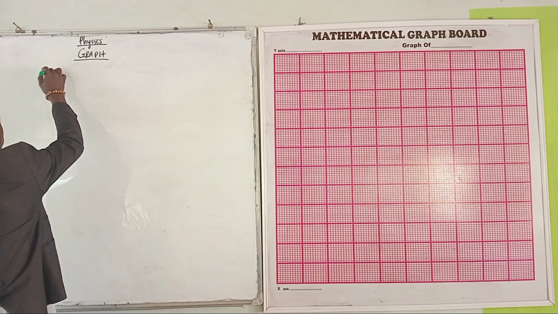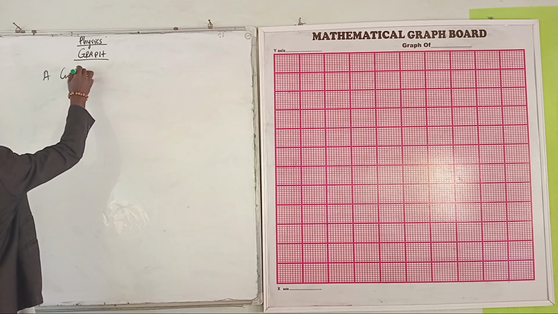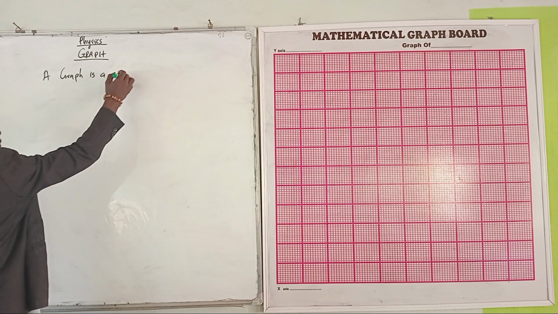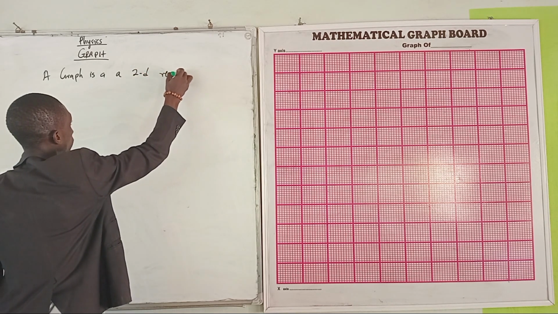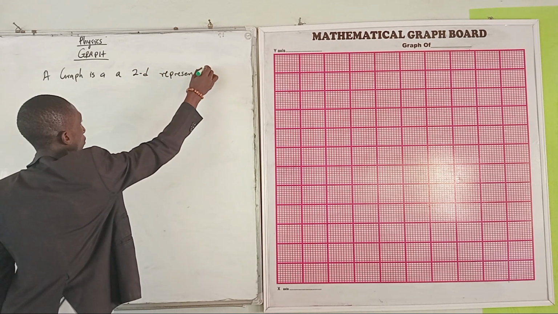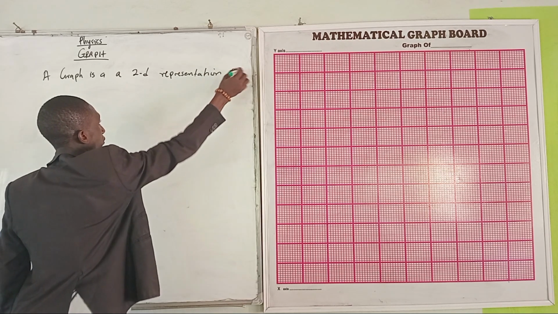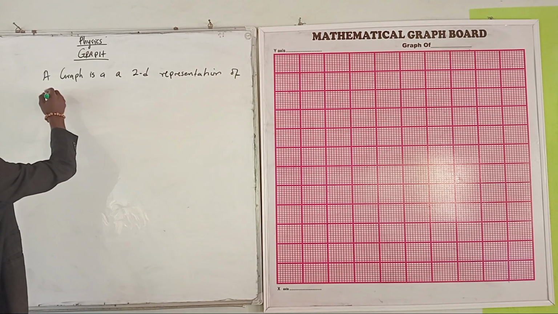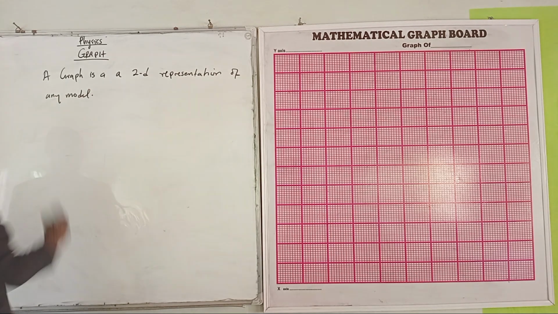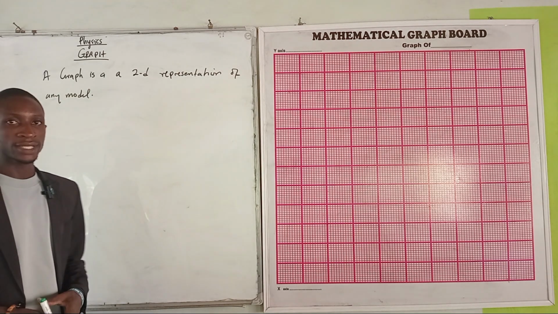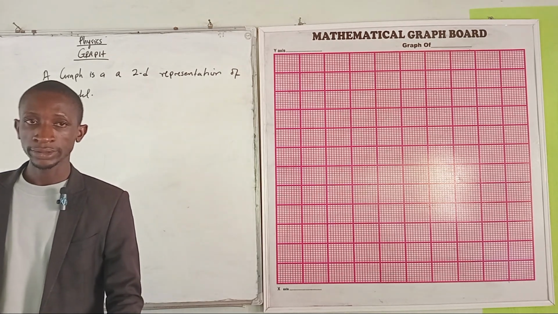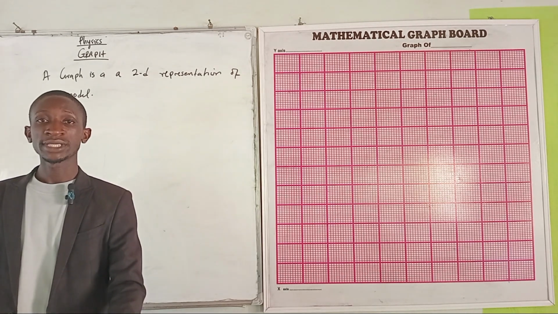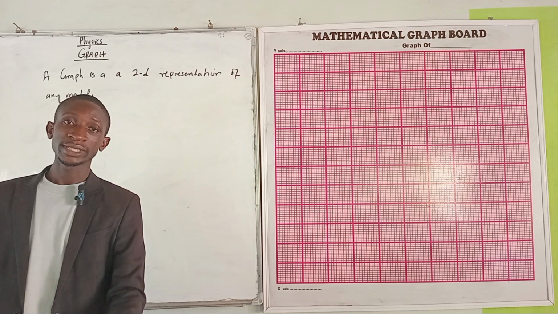Now, a graph is a two-dimensional representation of any model. All right. So you can represent the ground on a graph. You can represent the longitude and latitude on a graph board.